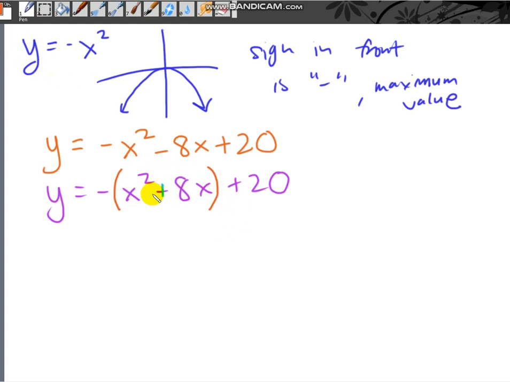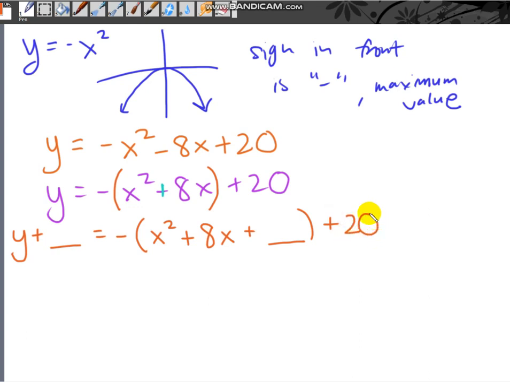Now we can do our lovely completing the square process like I showed you in the other video. We're going to create a bunch of blanks. So we have y plus something equals a negative times x squared plus 8x plus something, and then we have plus 20. I'm just going to stop the video for now, and I'll come right back.